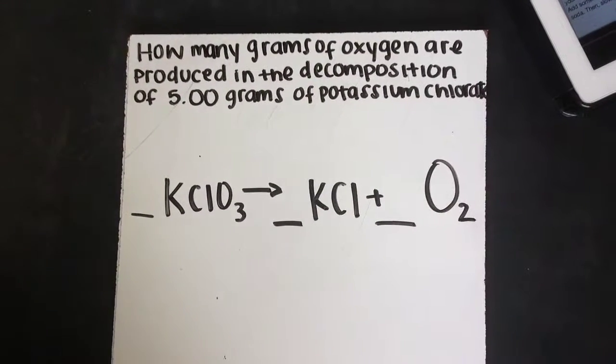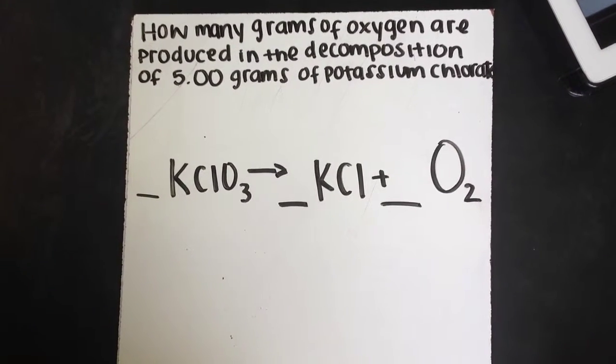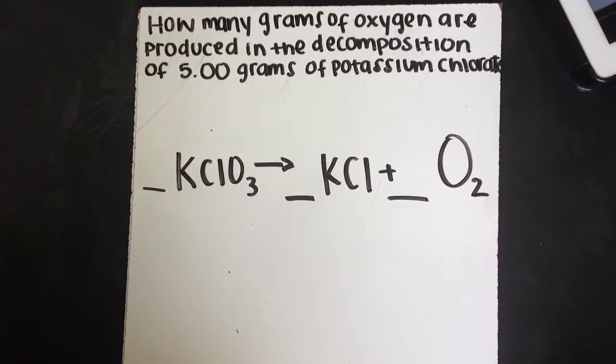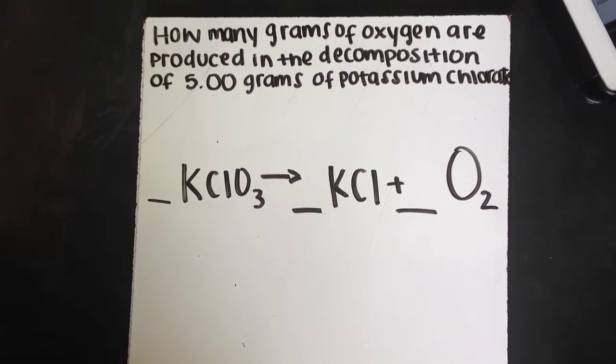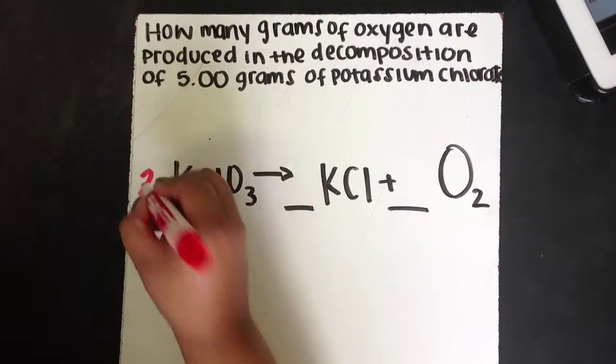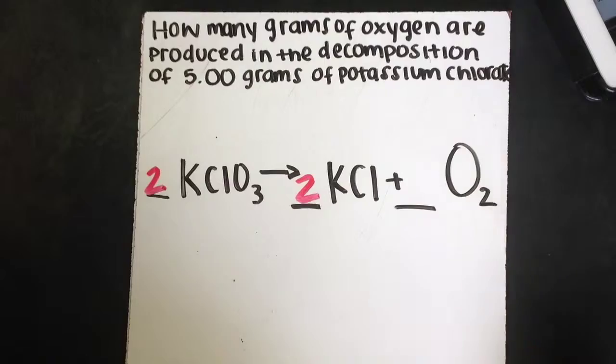How many grams of oxygen are produced in the decomposition of 5 grams of potassium chloride? Well, since you have the equation already, you gotta balance it. It will be 2 KClO3, 2 KCl, and 3 O2.